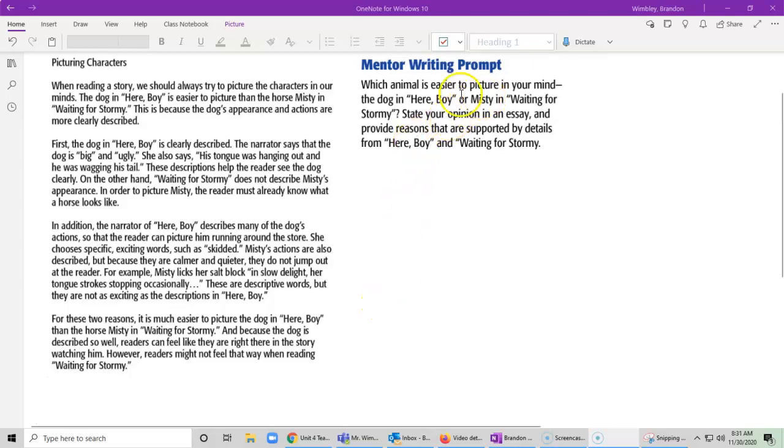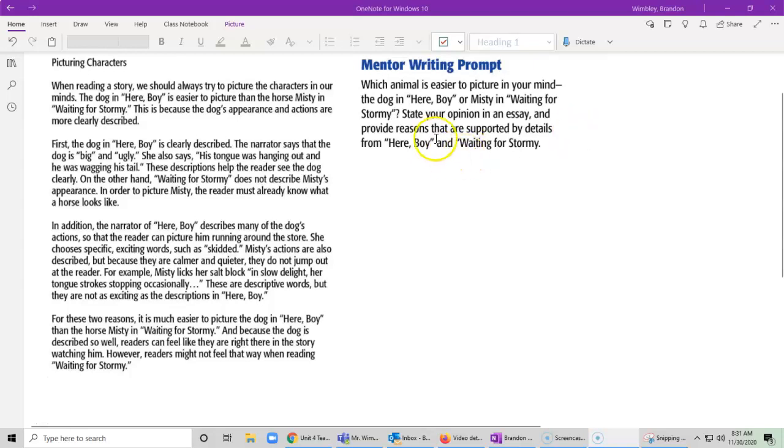Which animal is easier to picture in your mind? The dog from Here Boy or Misty in Waiting for Stormy? State your opinion in an essay and provide reasons that are supported by details from Here Boy and Stormy. So right away, I know we haven't read the story Misty yet, Waiting for Stormy, but we're still going to look at this essay so we can think about it as we get to that story.